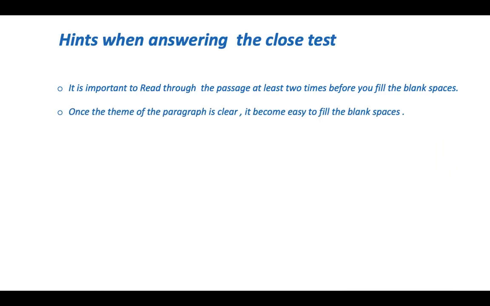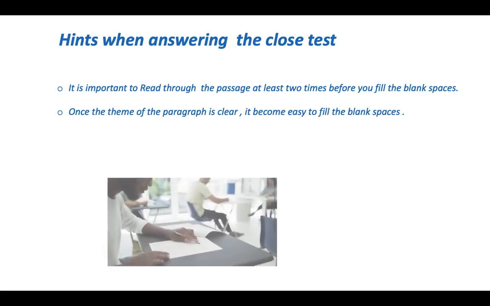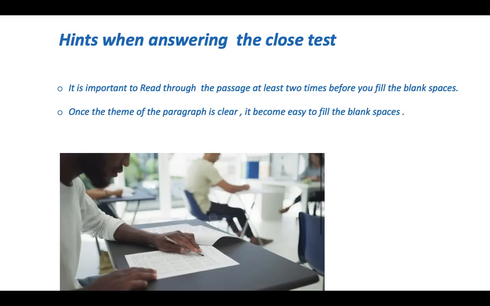The second point is once the theme of the passage is clear, it becomes easy to fill the blank spaces. This is when you have a connection. If you have the connection after you read through, you can now fill the blank spaces. But if you're not clear, go through again, and then you have a clear picture of what the passage is about.